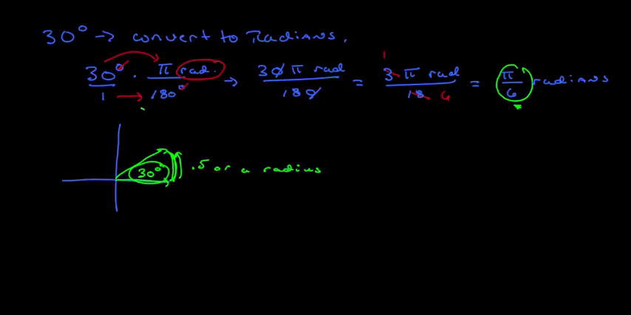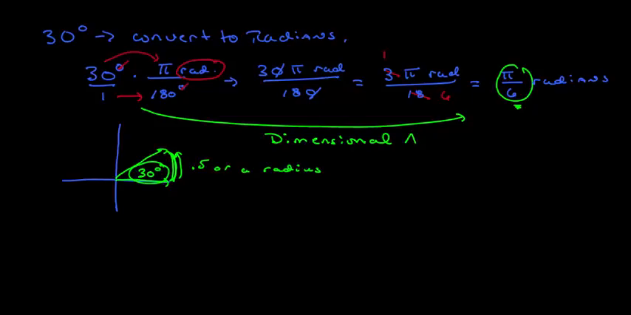This is the procedure right here, from here over to here, that we're going to use. It's dimensional analysis. And the key part of it is knowing this conversion. Once we have that relationship set up, we can do all the rest of these problems.